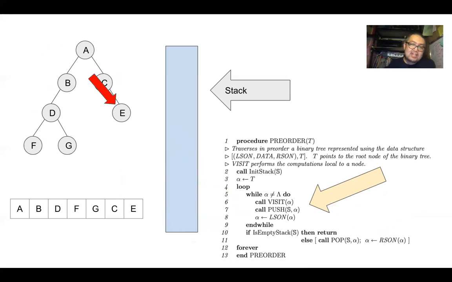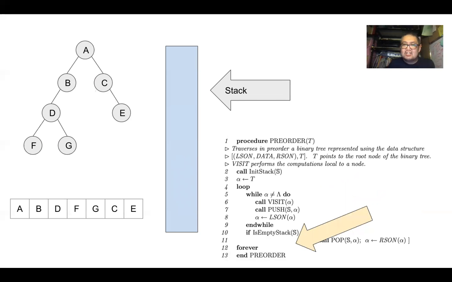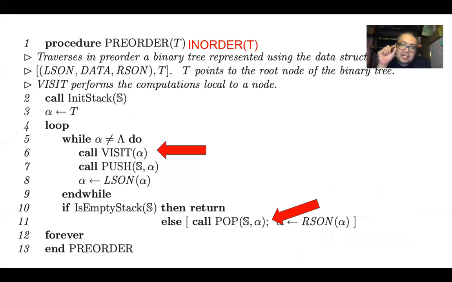So the iterative version of the preorder traversal algorithm basically gives us a way of doing preorder traversal without using recursion, and the stack provides us a way of going back to the node so that we can go to the right subtree of that node. So the structure for the pre-order traversal and the in-order traversal is basically the same.